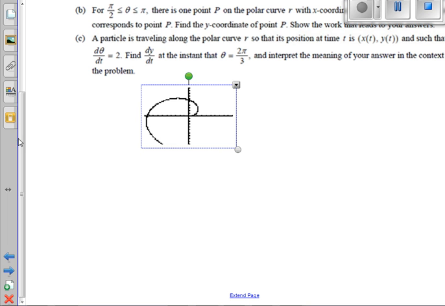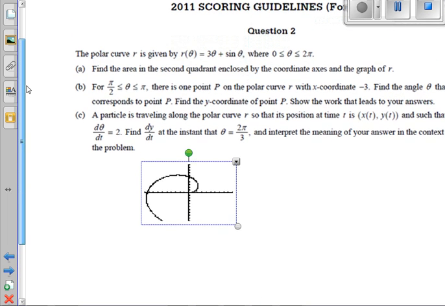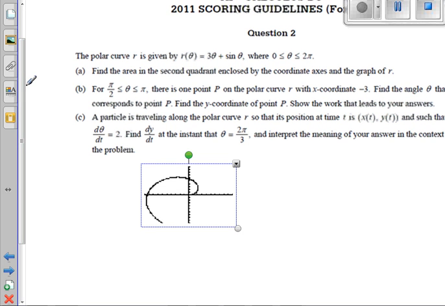Yeah, but it's just like the second. Yes, but not necessarily. Okay, so enclosed by the coordinate axis in the graph of r. So it's this distance right here. So I have to figure out where that is. Where do you think that is?